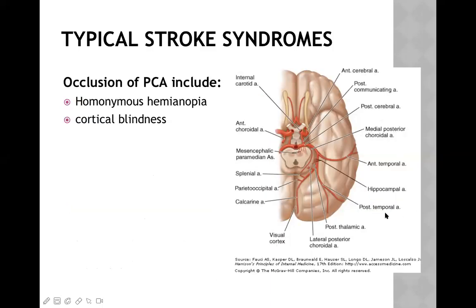Now the easier one for you, what happens when posterior cerebral artery is occluded? There is homonymous hemianopia and there will be cortical blindness. But one important point which I like to highlight is that there is macular sparing. Okay, macular sparing.